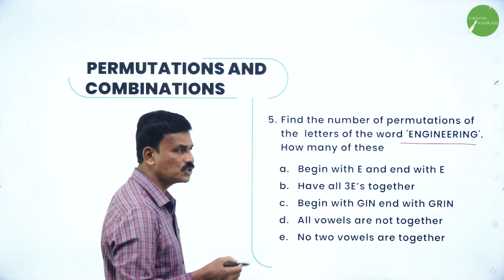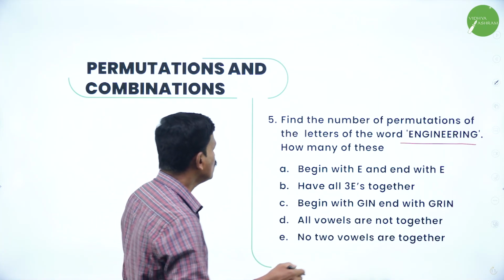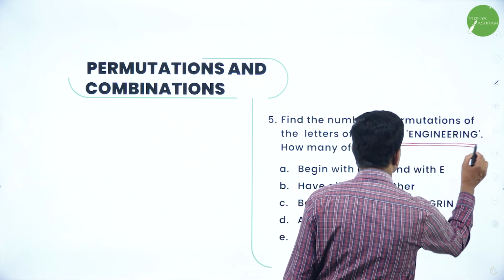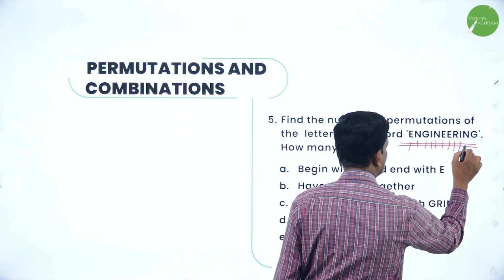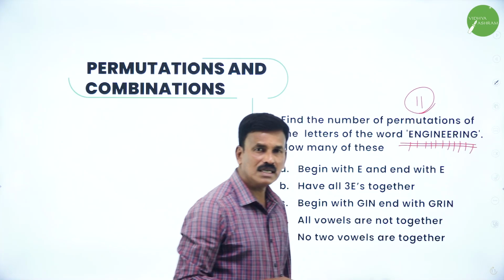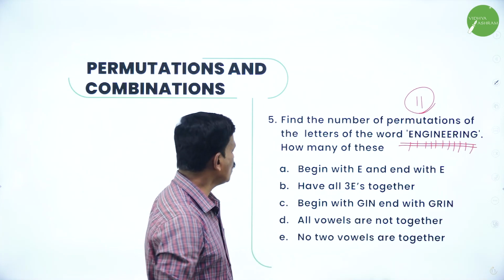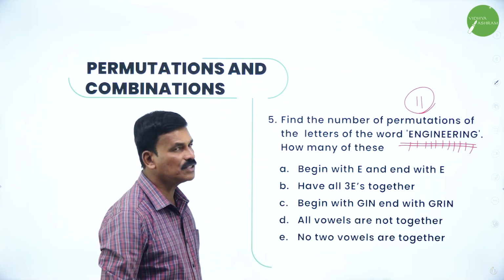No two vowels are together. This is important. Now, let us find how many letters are there in the word. 1, 2, 3, 4, 5, 6, 7, 8, 9, 10, 11. There are 11 letters in the word ENGINEERING. Now, the first case: begin with E and end with E.